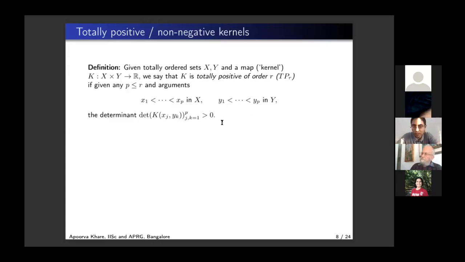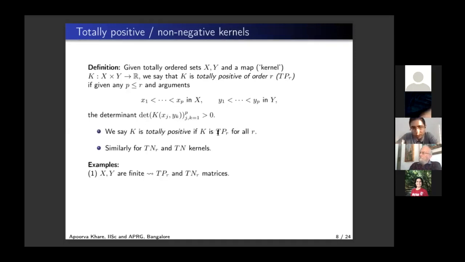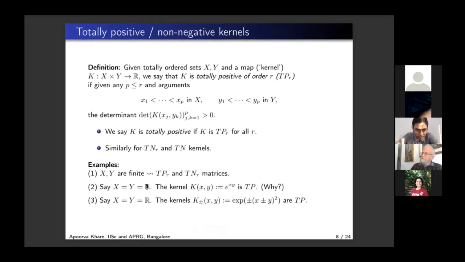So that's the definition. We say that it's totally positive if it's TP_R for every single R, for every single order of total positivity. Similarly, totally non-negative. Examples: if the domains are finite, then you get matrices, which we just talked about. If the domains are both R, so they're totally ordered sets, this is the Vandermonde kernel really. So it's totally positive. And why? Because if you take any finitely many x_j's and finitely many y_k's, that was exactly what was in Polya's lemma. It's just a generalized Vandermonde matrix.